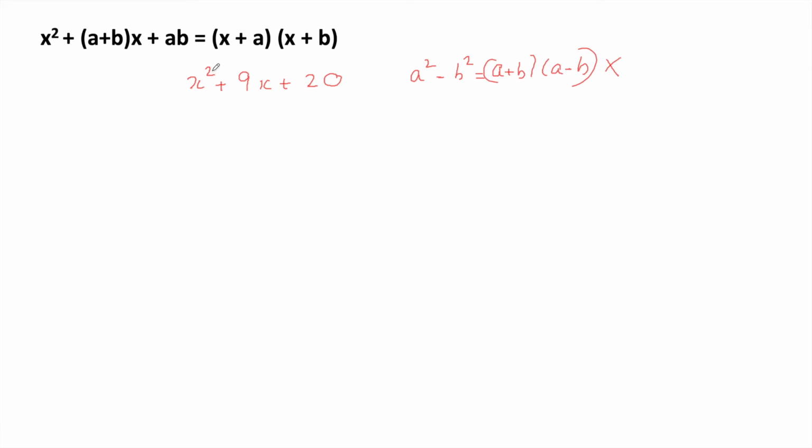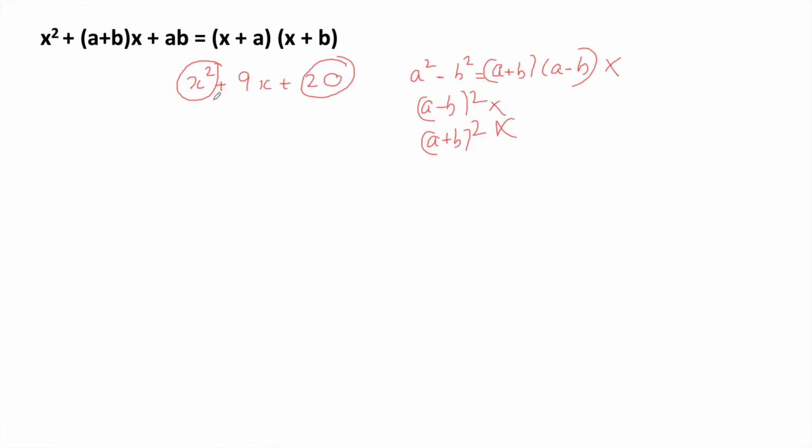Now consider the first and last terms. First and last terms, is it perfect square? This is perfect square, x square, but 20 is not a perfect square. So a minus b the whole square and a plus b the whole square is also not possible for this polynomial for the factorization method. So now we can introduce this factorization method.